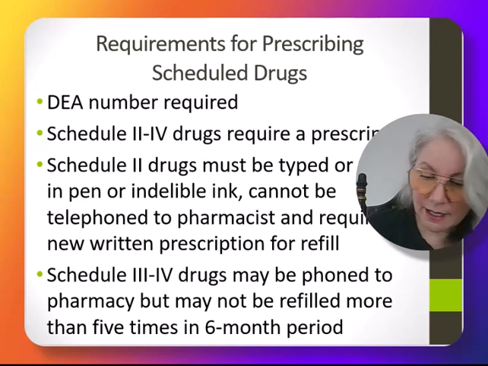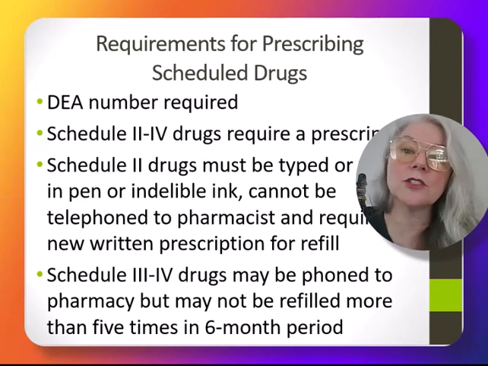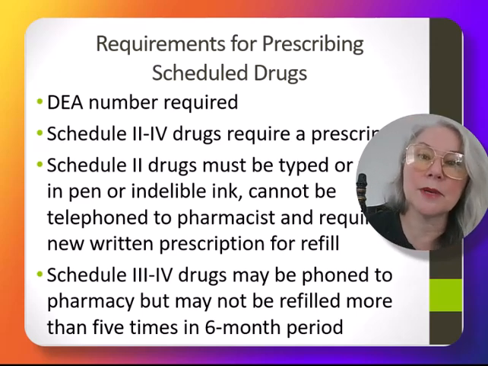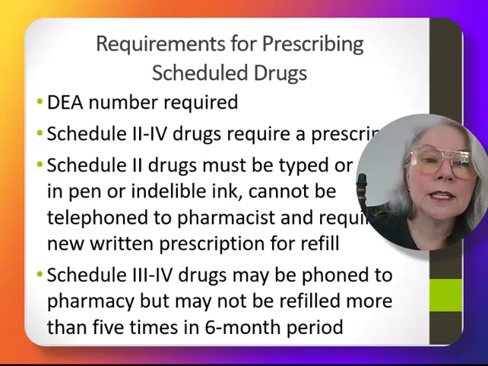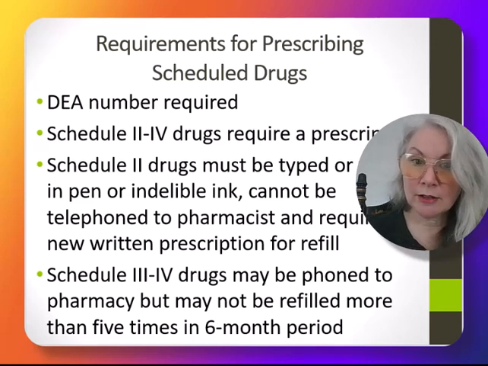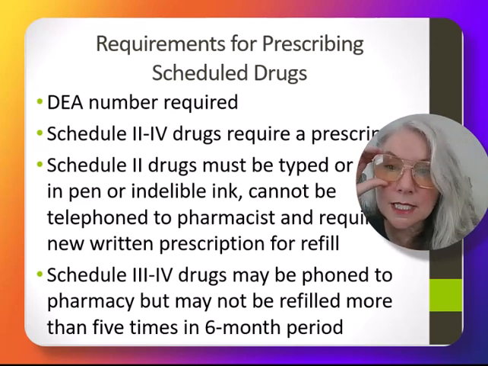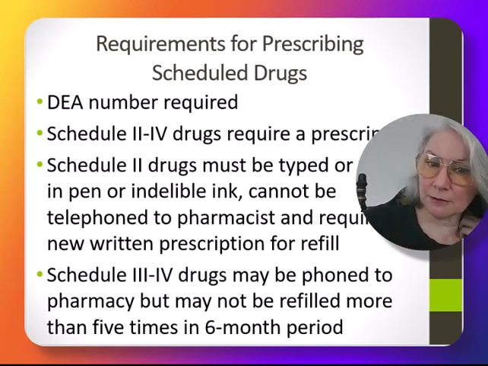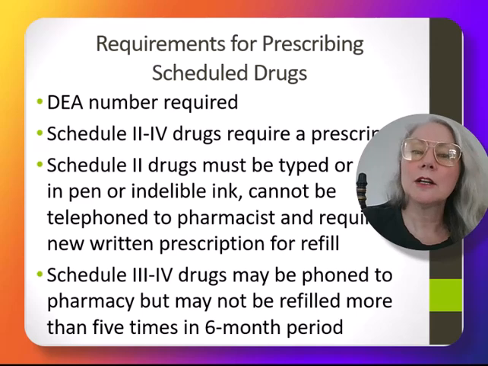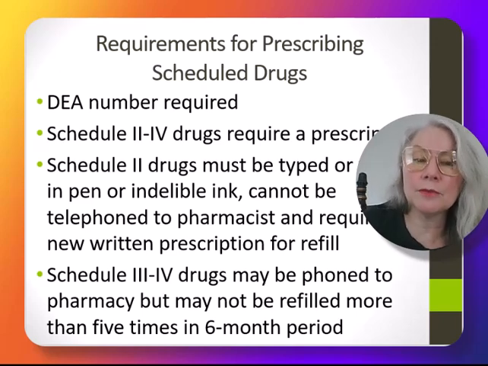So there's a lot of requirements for prescribing scheduled drugs on the schedule, things like Vicodin, things like benzodiazepines. You have to have your DEA number included, and Schedule 2 through 4 require a prescription. Schedule 2, things like our Adderalls, like amphetamines, must be typed or written in pen or indelible ink, cannot be telephoned in, require a new prescription for every refill. And then Schedule 3 through 4 may be phoned to the pharmacy, but may not be refilled more than 5 times in a 6-month period.